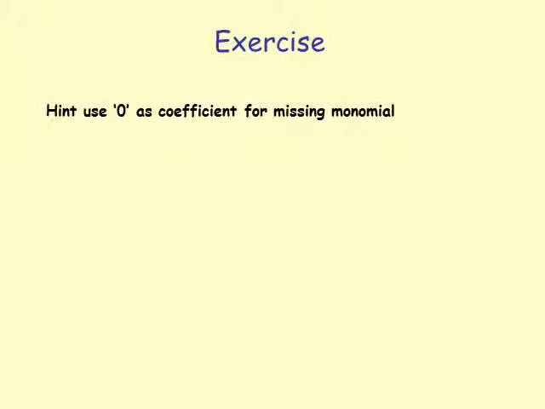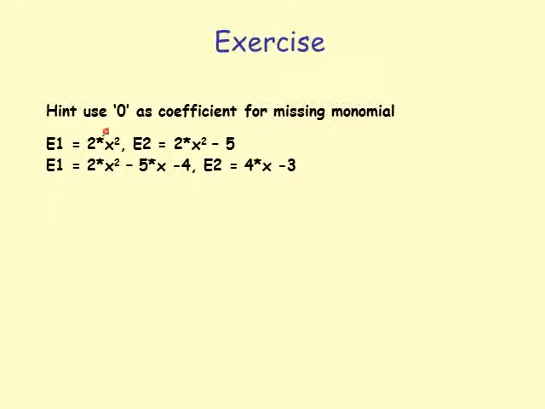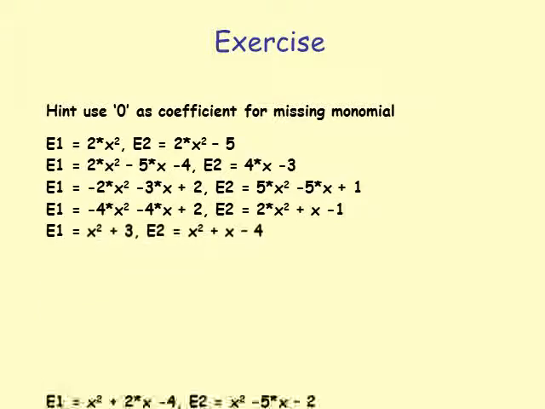Hint, we'll do some exercises now. If a term is missing, use a 0 for the term. So 2x squared is E1, E2 is 2x squared minus 5. We're going to multiply these, E1 times E2. Find E1 times E2 for these. E1 is 2x squared, E2 is 2x squared minus 5, and next E1 is 2x squared minus 5x minus 4, E2 is 4x minus 3. You can use 0 for the x squared term here. Continue here. E1 is minus 2x squared minus 3x plus 2, E2 is 5x squared minus 5x plus 1, and some more.